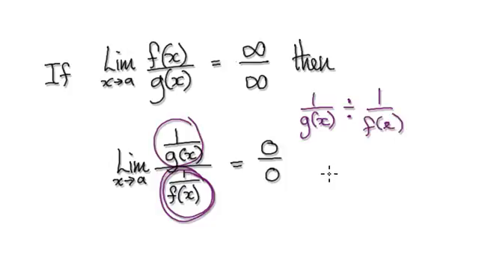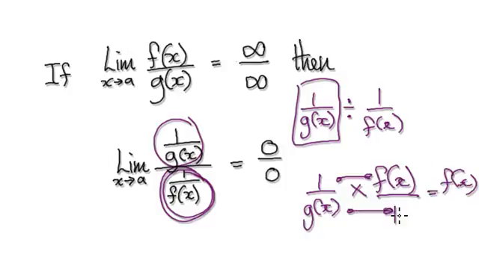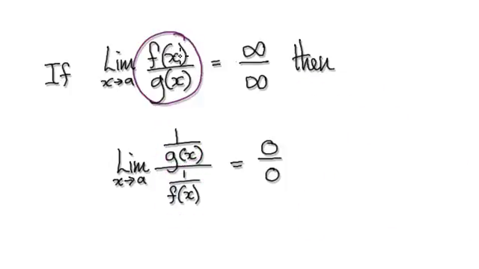Well, that's the same as keeping g of x the same, and then multiplying by the reciprocal of the other fraction. So that would be this over 1, and then top times top, which would be f of x, and bottom times bottom, that would be g of x. So this is exactly the same as this. The point here is that this can be rewritten as this. They're both the same but written in a different way.